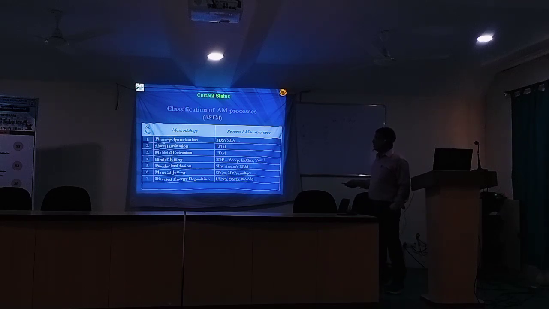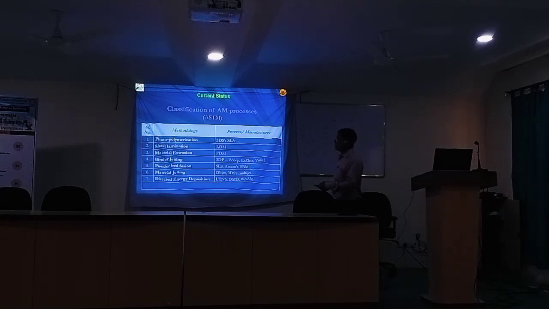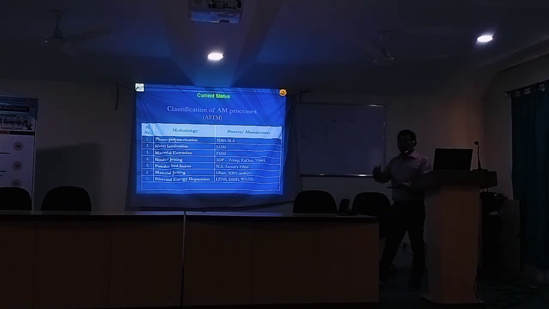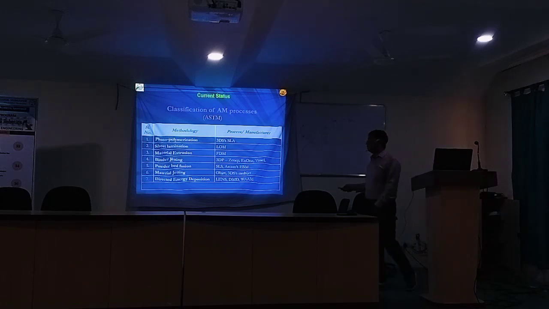Second one is sheet lamination. Again, the initial state of material is sheet form, as the name says. Third one is material extrusion. Here the initial state of material is filament, and material is extruded. Next is binder jetting. On the powder, the binder will be deposited selectively.